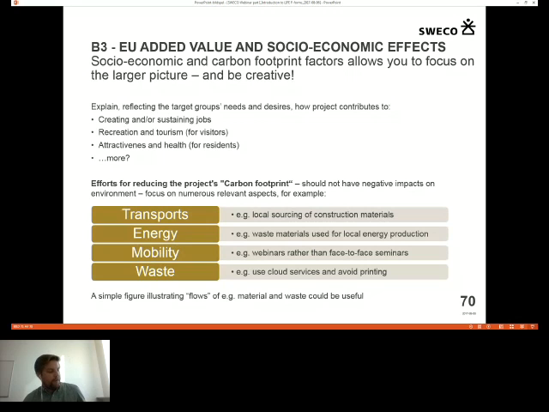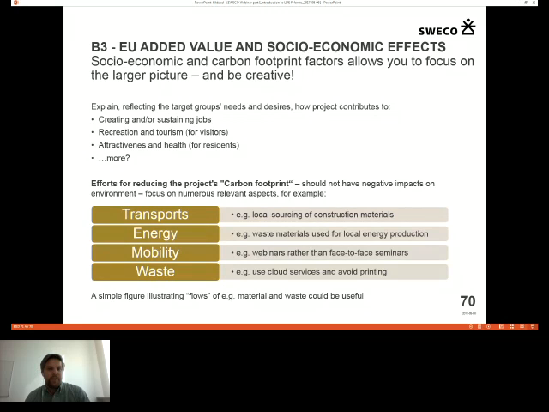And then the fourth question goes, efforts for reducing the project's carbon footprint. You, of course, should not highlight any negative impacts on the environment. And if you have any negative impacts on the environment, your project might not even be eligible for LIFE funding. But this is where you should set out your, so to speak, carbon footprint mitigation or carbon mitigation strategies.